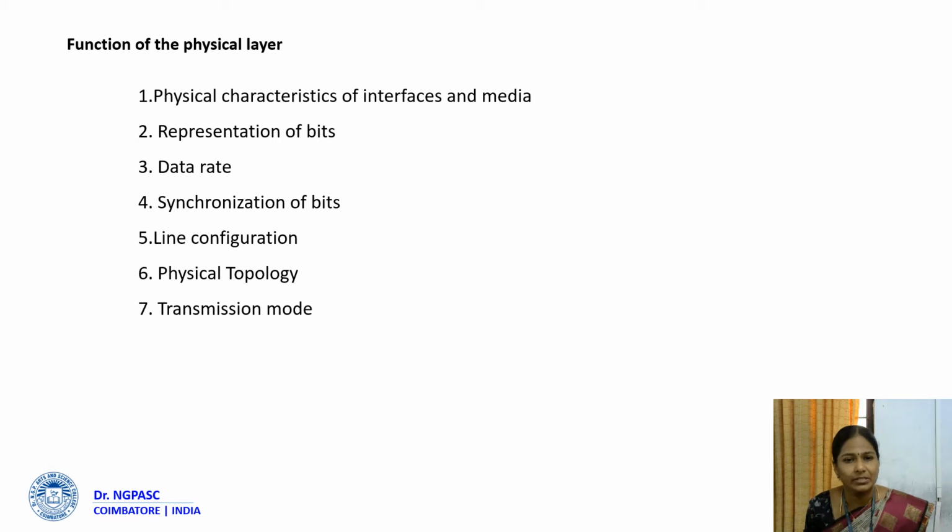The functions of the physical layer. There are various functions of the physical layer available. One is physical characteristics of interface and media, representation of bits, data rate, synchronization of bits, line configuration, physical topology, and transmission mode. First, we are going to discuss physical characteristics of interface and media.